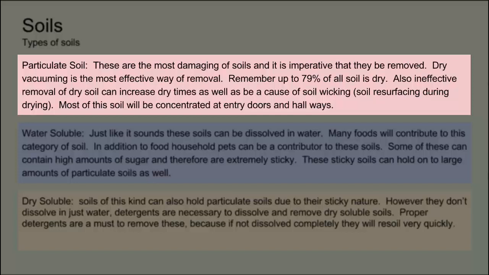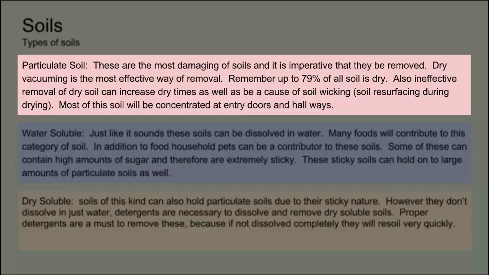So now remember, 79% of all soil, nearly 80%, is dry. And we must remember that if we don't do a good job of removing the dry soils. Dry soils tend to want to grab onto liquids. They may not be soluble, but they will grab onto. So if you imagine mud is a dry soil, but it's got a lot of water in it. It wants to hang on to that water. So if it's not removed from the carpet, it's going to turn to mud and will hold onto that water. And it's going to cause you two problems. It's going to increase your dry times, and it's going to increase the chance of soil wicking.